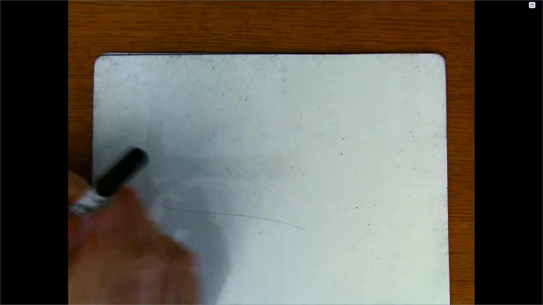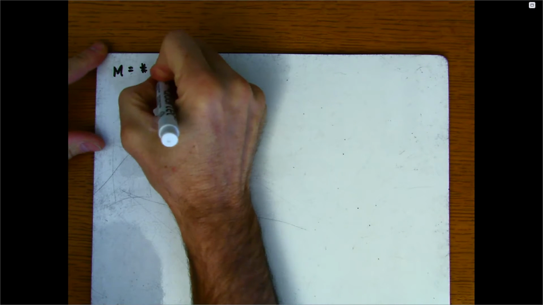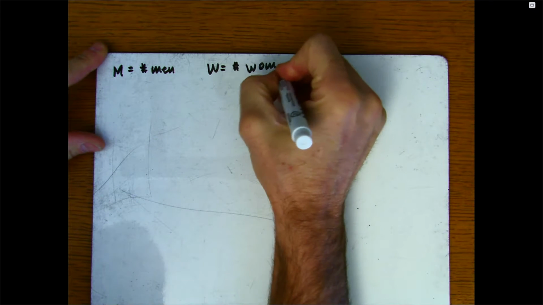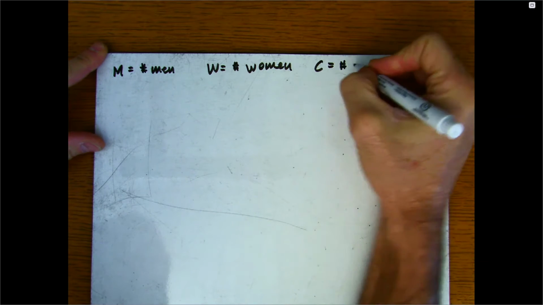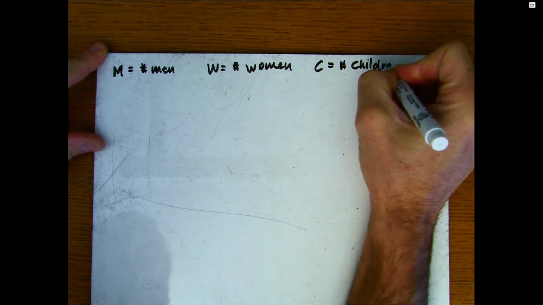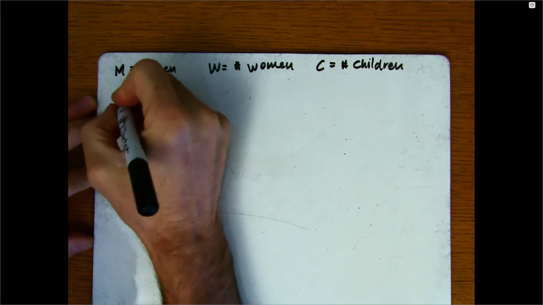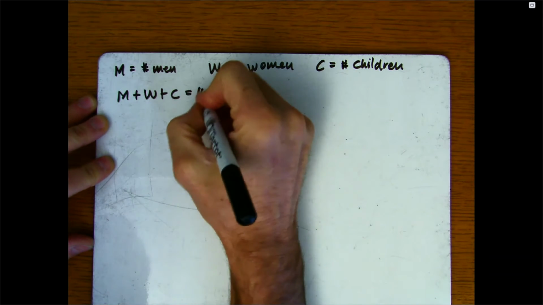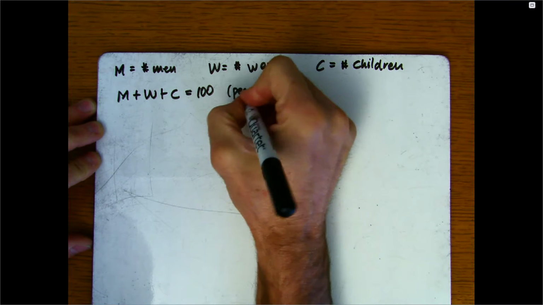All right, well, if we let M be the number of men, W be the number of women, and C be the number of children, what do we have? Well, we definitely know that the number of men plus the number of women plus the number of children has to be equal to 100. That's a count of people. We're given that in the problem.